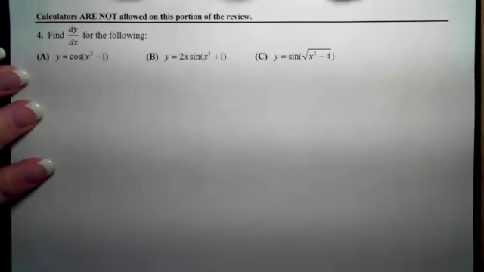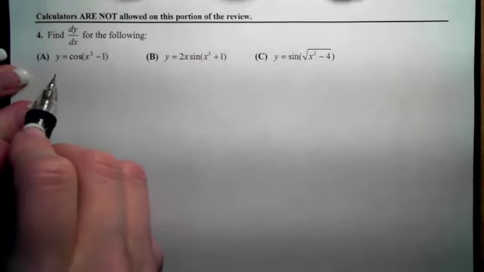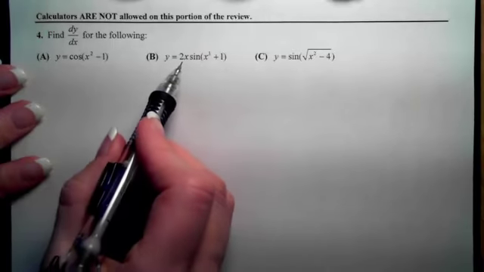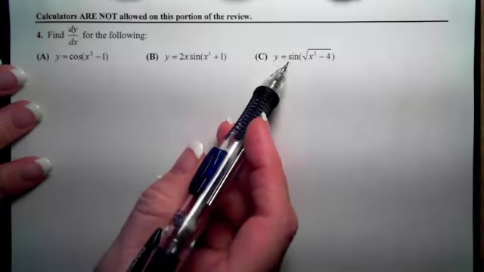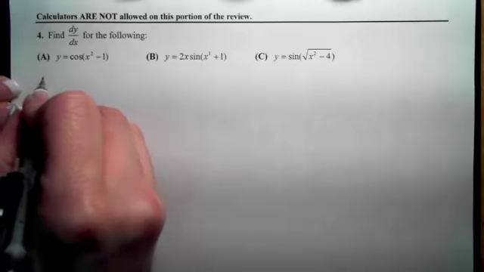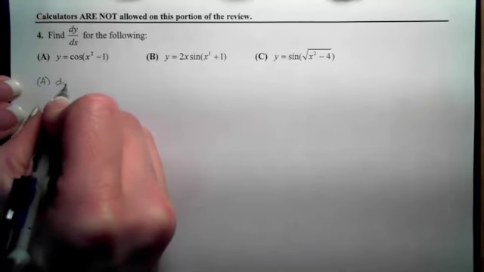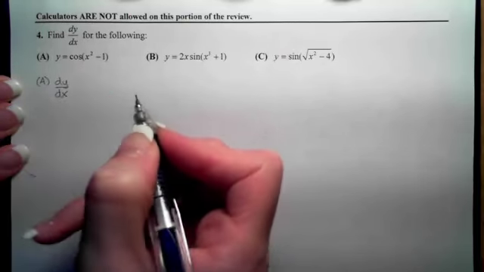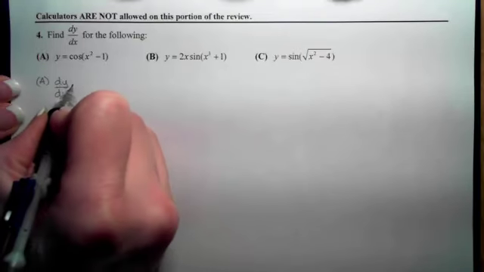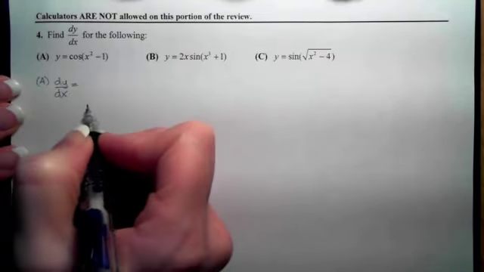This is the section 3.3 to 3.5 review. Number 4, calculators still are not allowed. The goal is to find dy/dx, and this is an exercise of chain rule combined with product rule in B, and we have multiple composed functions all the way through. So the goal is to keep all of that chain rule stuff straight and figure out what you hit first, what you hit second, what you hit third, and remember to leave the insides unchanged.